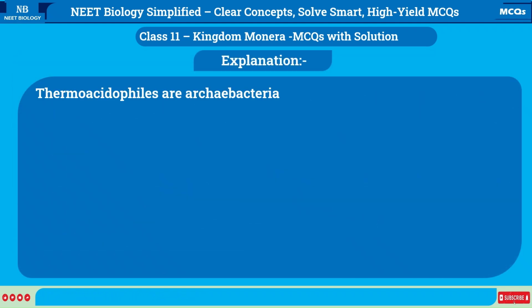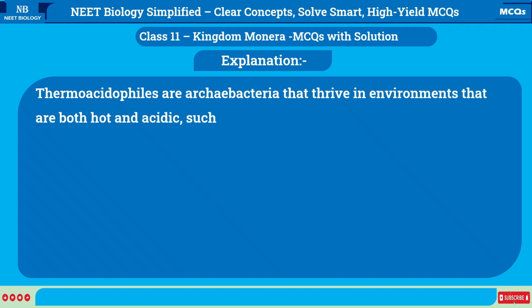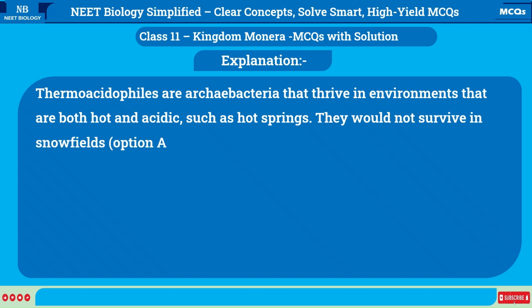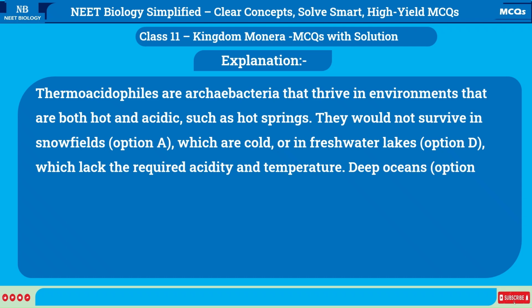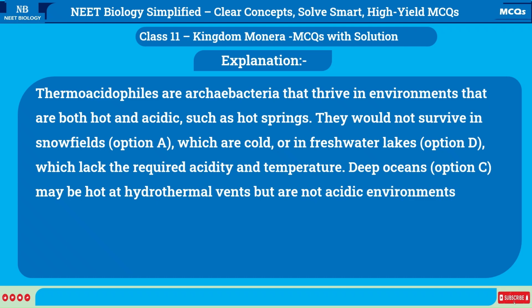Explanation: Thermoacidophiles are Archaebacteria that thrive in environments that are both hot and acidic, such as hot springs. They would not survive in snowfields, option A, which are cold, or in freshwater lakes, option D, which lack the required acidity and temperature. Deep oceans, option C, may be hot at hydrothermal vents but are not acidic environments, making hot springs the most accurate habitat.